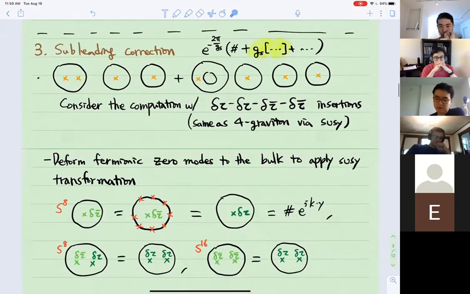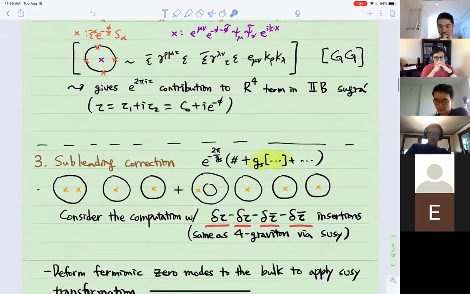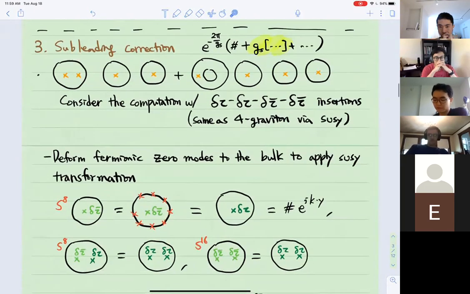So the real stringy thing starts at the subleading order. And these are the diagrams that we've already seen in Victor's talk. And we are going to consider the computation with 2 deltas and 2 delta bars. By the way, these are linearized fluctuations around some given tau background. And of course, these are the same as for graviton via supersymmetry.